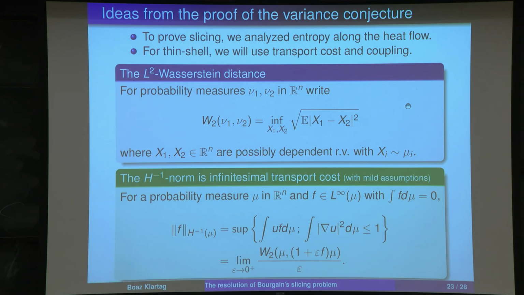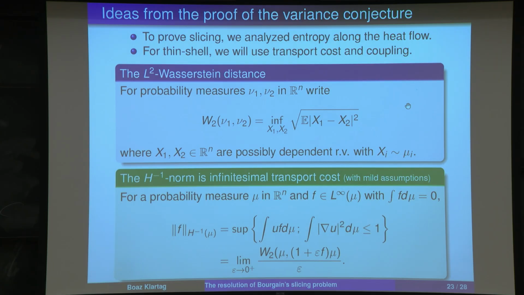Let me skip that. Let me now just tell you some ideas from the proof of this variance conjecture, okay? So in order to prove slicing, what we did in 2024, we analyzed the evolution of entropy along the heat flow. For thin shell, we do something else. For thin shell, we will use some ideas of coupling and transport cost. And let me explain to you these ideas.